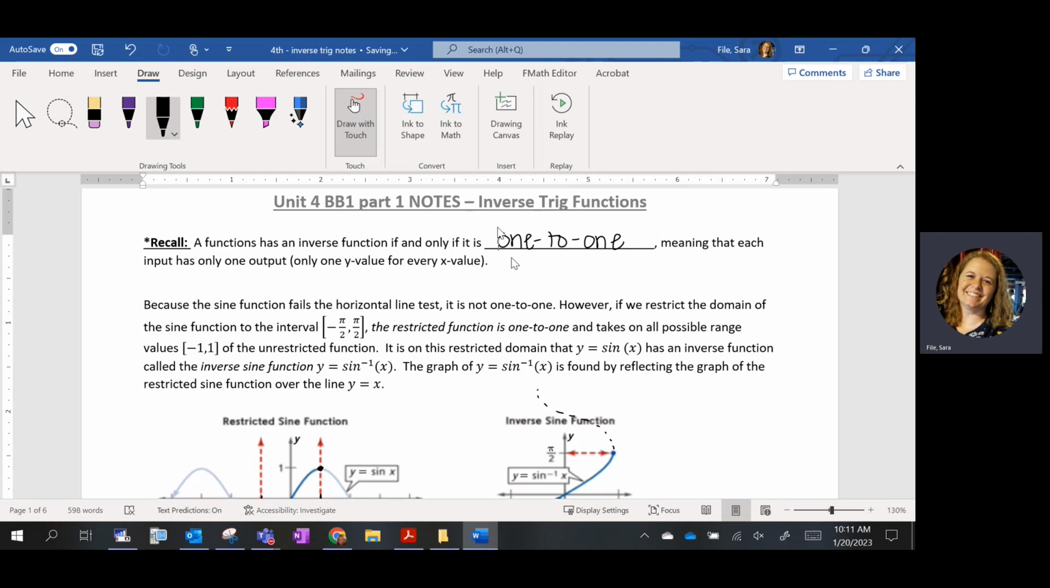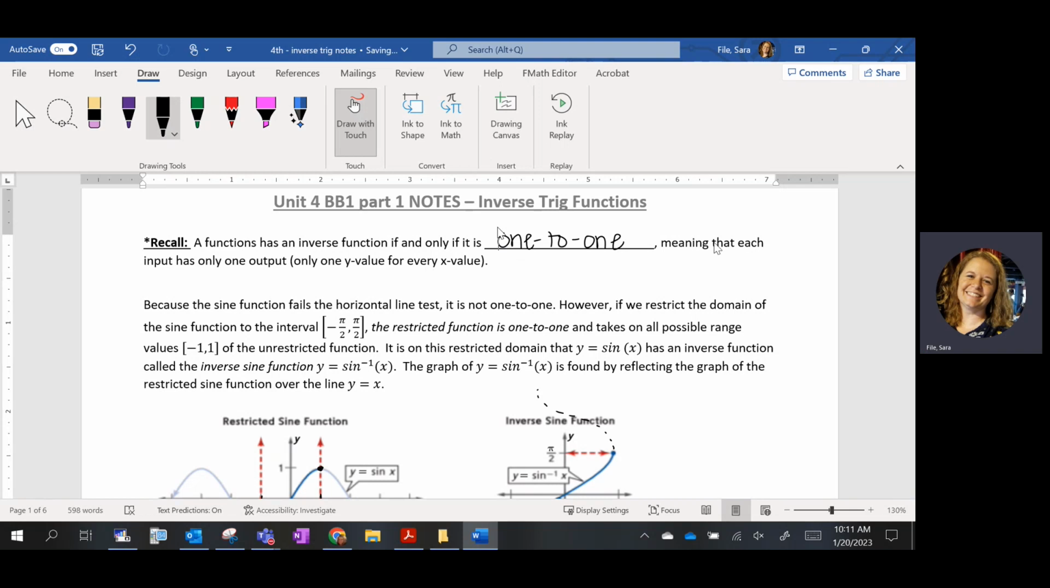Something else you may recall about functions and inverses is that you switch X and Y to get an inverse function. So you could take all the coordinates of a function and flip the X and Y, the input and output switch, and that would graph the inverse.